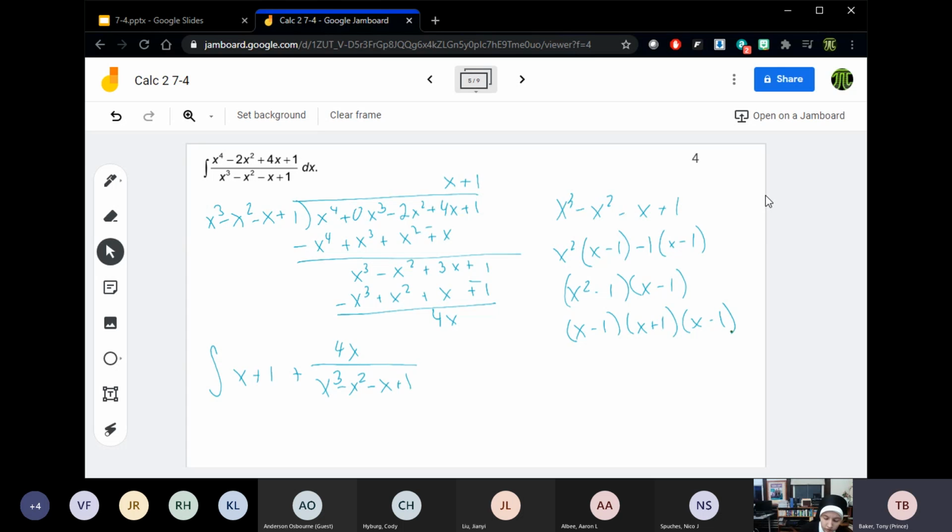So when I factor out that bottom piece, my new integral is going to be x plus 1 plus 4x over x minus 1 squared, x plus 1. So now we're going to work with that.